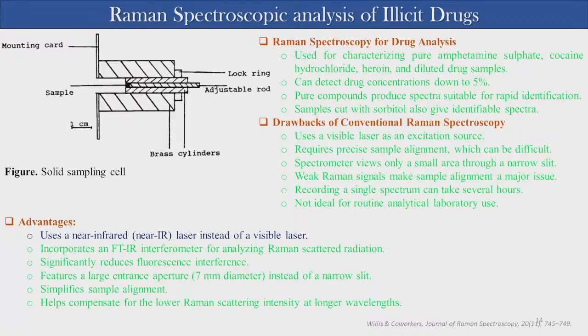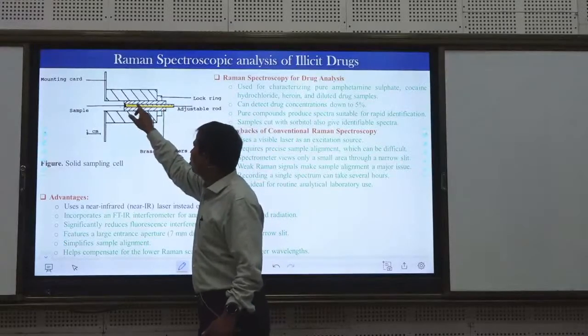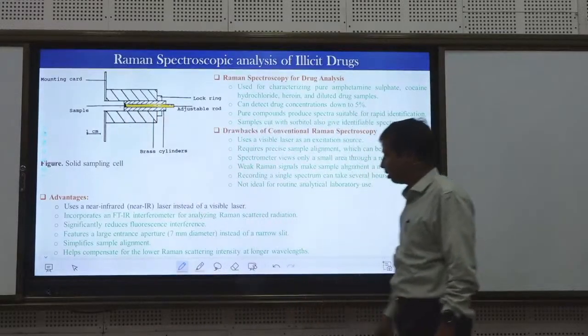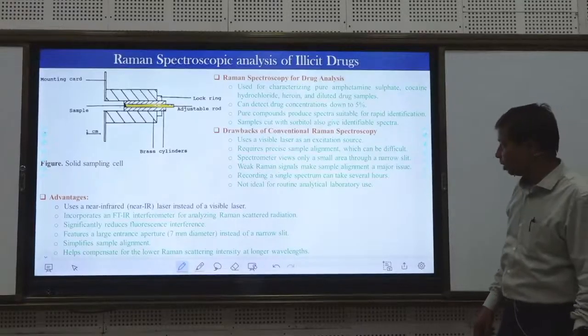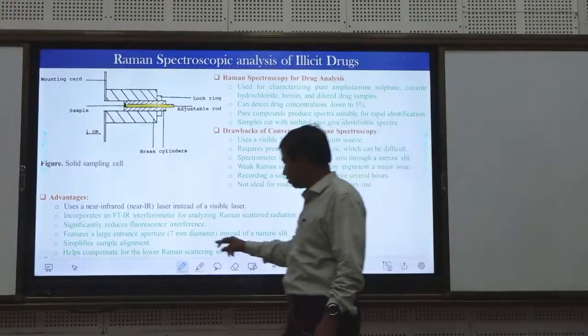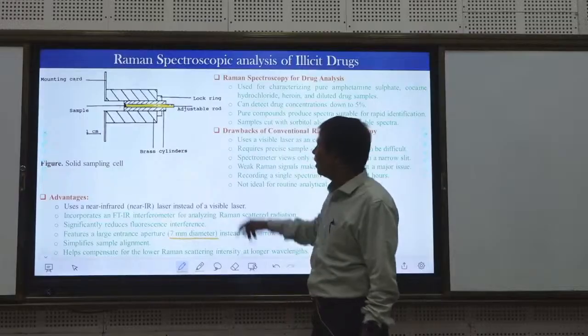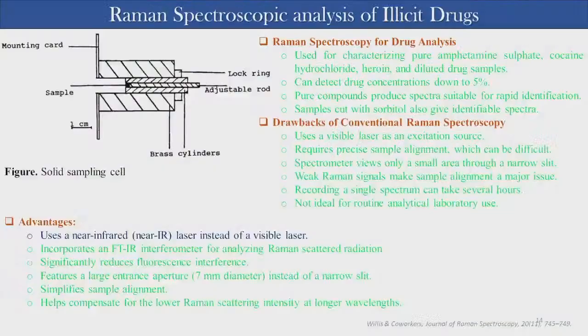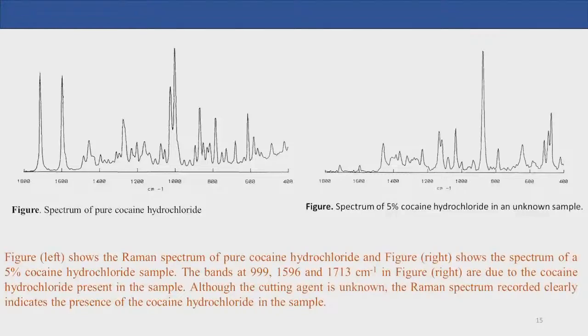So this is one technique where mainly the sample preparation is different. What they do is put the sample inside this tube, a long tube, and then measure the Raman spectrum. You see, this entrance aperture is at 7 millimeter. So the Raman spectrum of this one. Only the instrumentation is different.